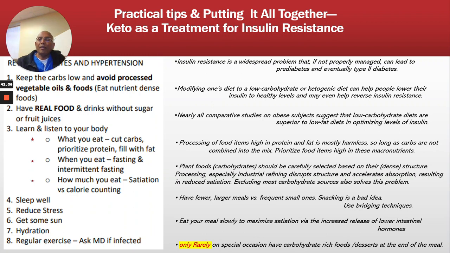But that is when your fat mass is reduced, then you can try and eat a little bit of fruits according to the seasons, fruits that grow locally, not the fruits that are coming all the way from another continent. Anyhow, it just comes down to listening to your body, understanding what you eat, when you eat, and how much you eat: cutting carbs, prioritizing protein, and filling with fat.